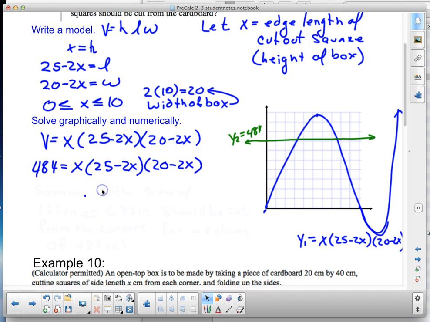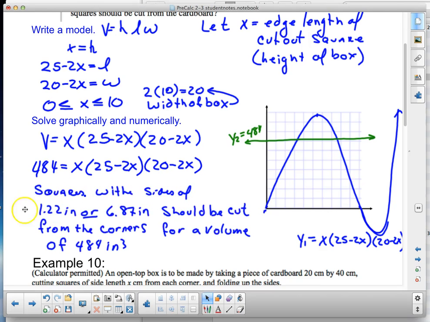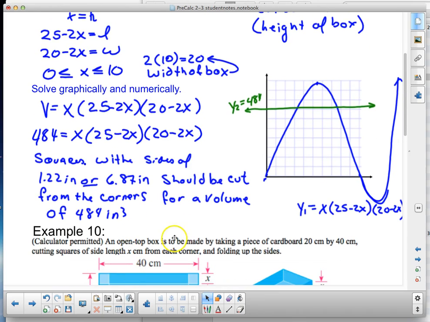Now, the squares with sides of 1.22 inches or 6.87 inches, so this is 1.22 and this is 6.87 for my x, should be cut from the corners for a volume of 484 inches cubed. So keep that in mind as we're going through. And I found those by just finding the intersection of Y2, 484, and Y1.